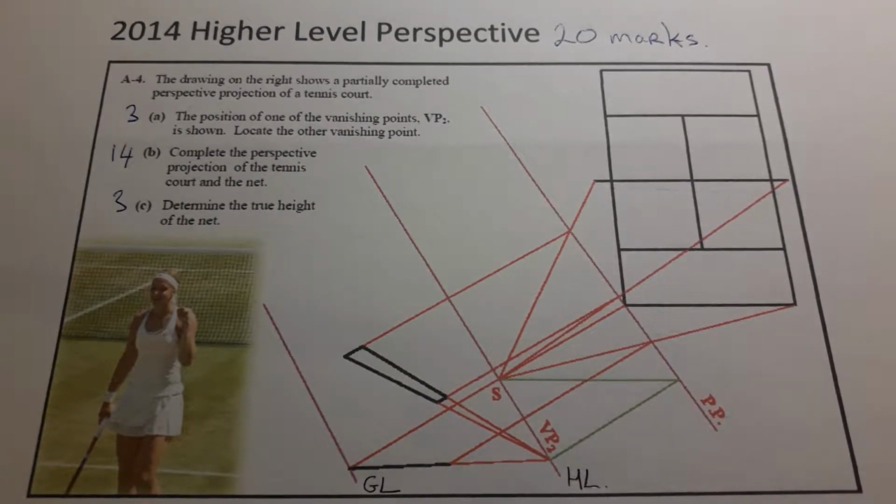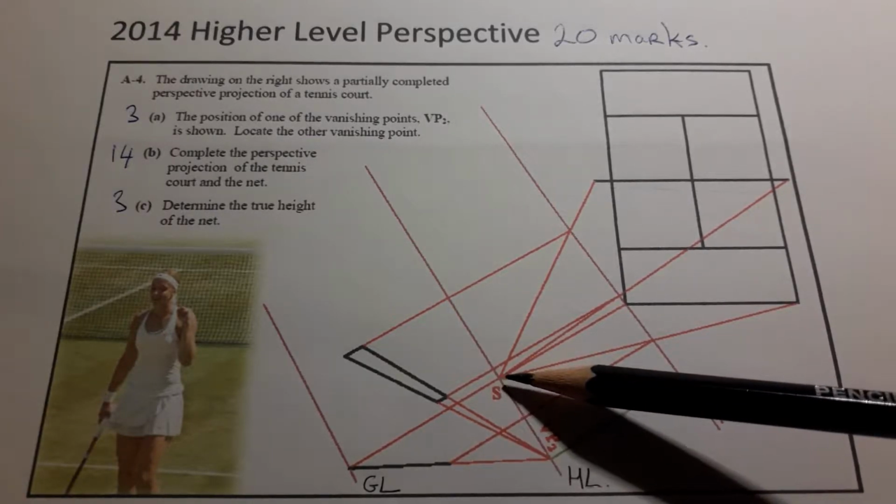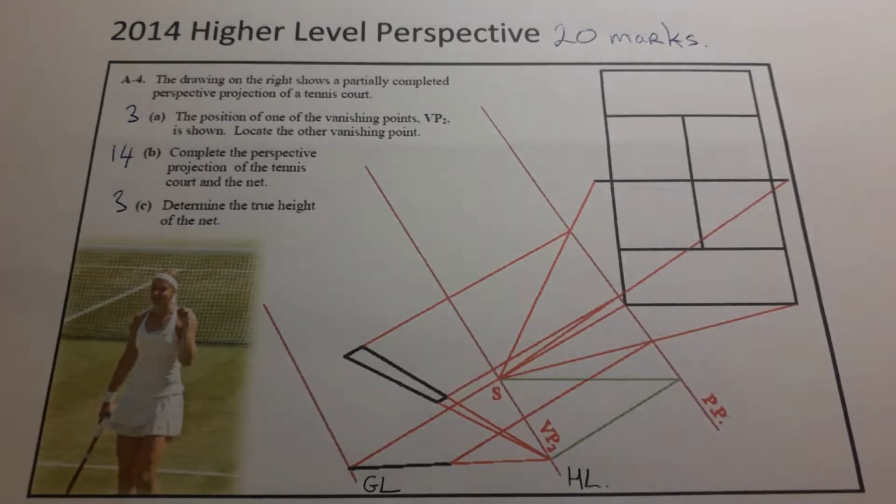So now part A of the question asks: the position of one of the vanishing points, VP2, is shown. Locate the other vanishing point. So you can see that we have S here. This is the spectator point. So this is where the person is standing and looking at the actual tennis court.